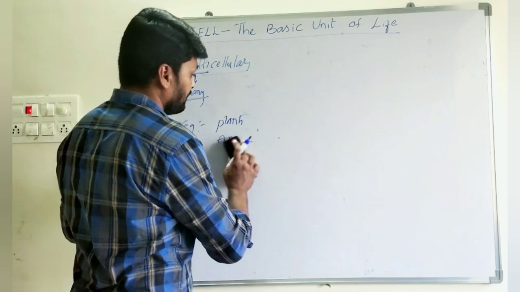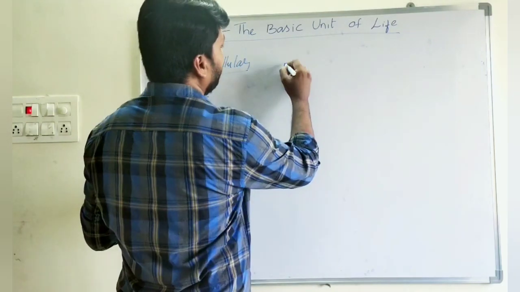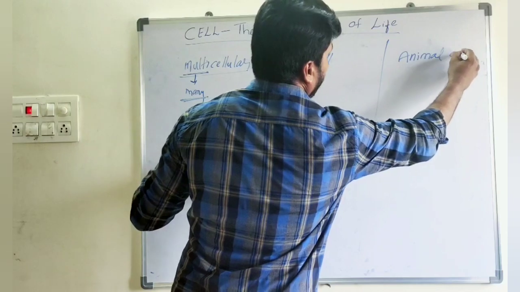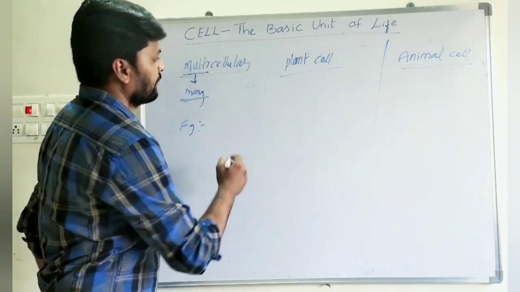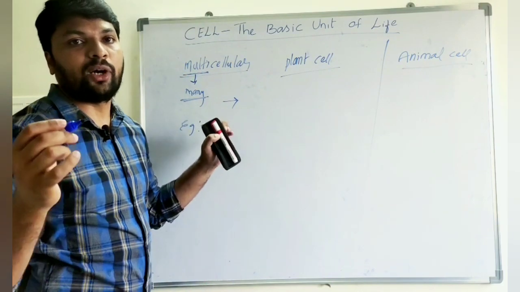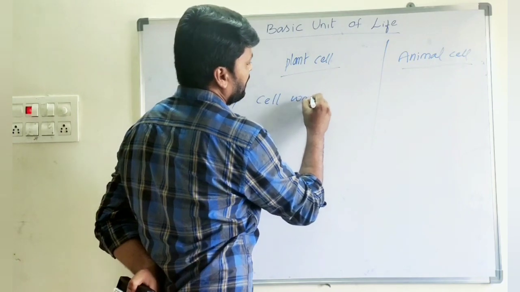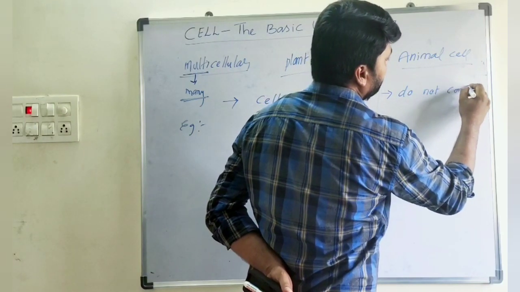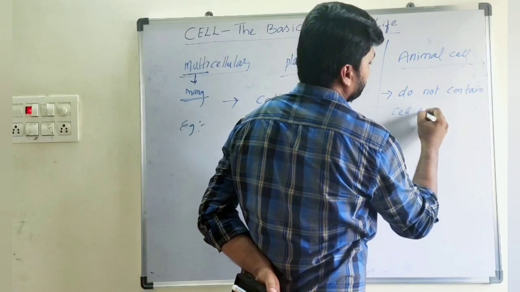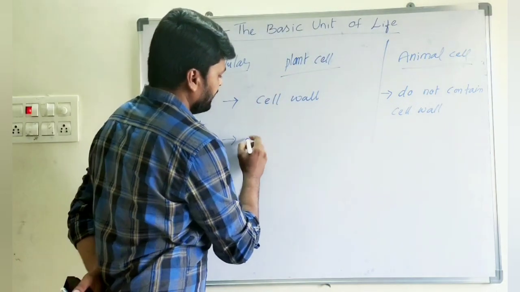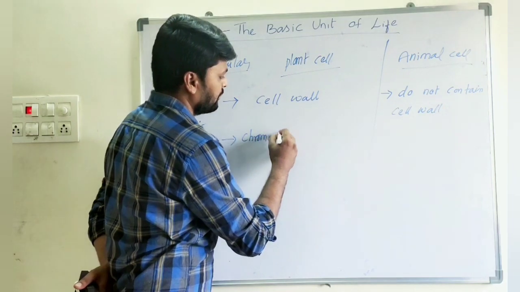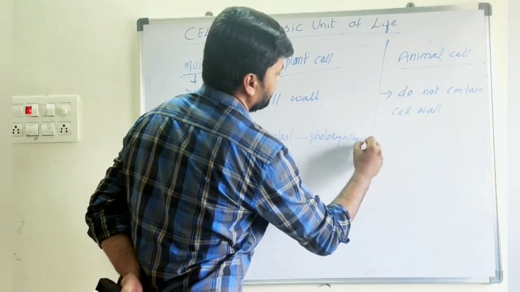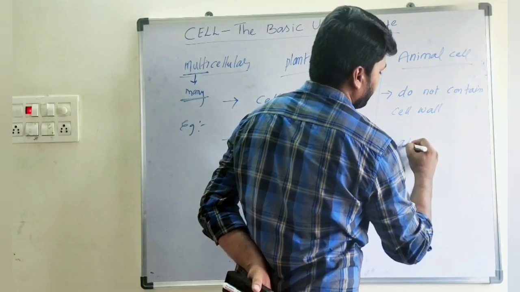Now let us see the differences between plant cell and animal cell. Plant cell contains a cell wall, whereas animal cell does not contain a cell wall. Plant cell contains a chromoplast, which helps in the photosynthesis process, whereas in animal cell, chromoplast is absent.